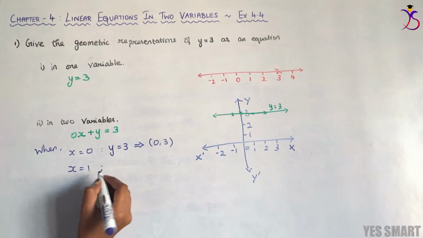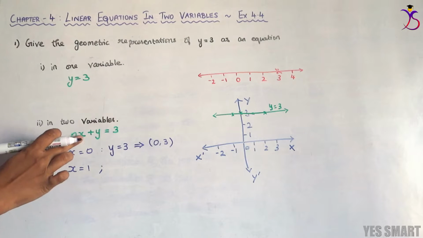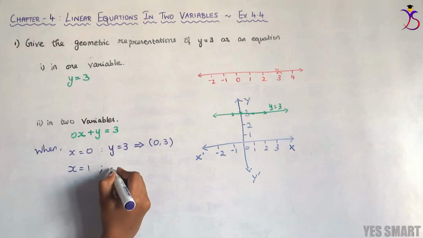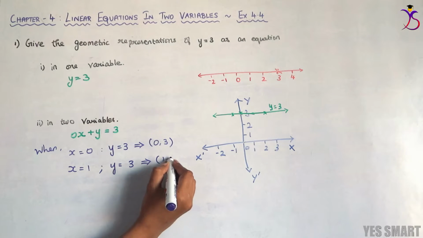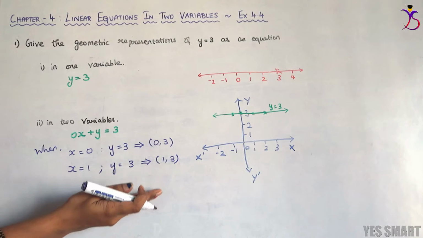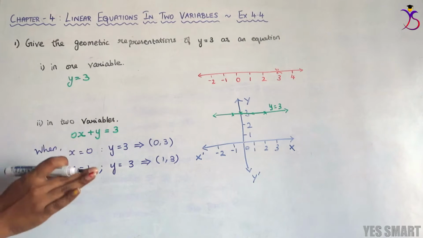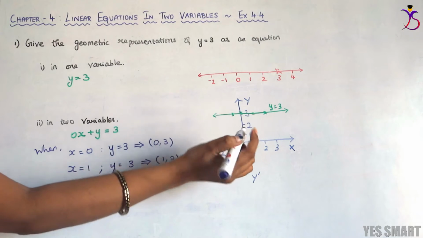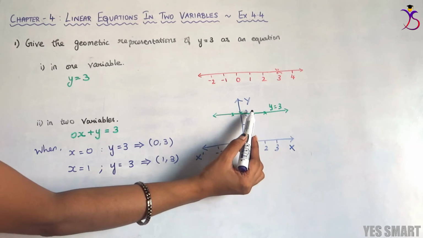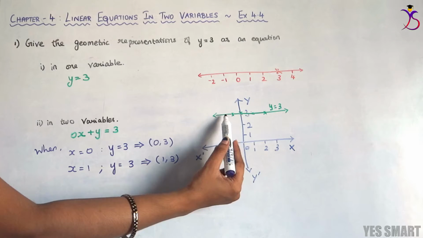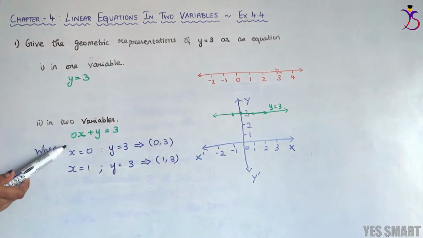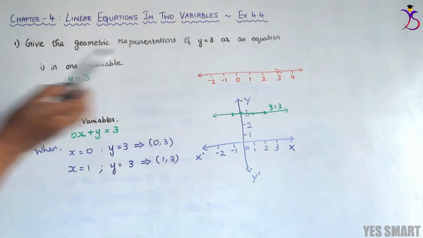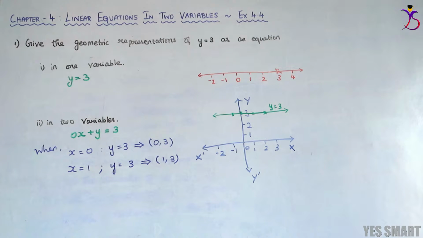Now when x is equal to 1, 0 into 1 is 0, y equal to 3. Therefore the corresponding point is (1, 3), and this goes on. We have taken two variables in our equation, substituted the values, and got the points. Let's plot these points in the graph. (0, 3) comes here, (1, 3) will be here, and (2, 3) will be here. Similarly for the negative values. So we got a line which is parallel to the x-axis and 3 units above the origin.